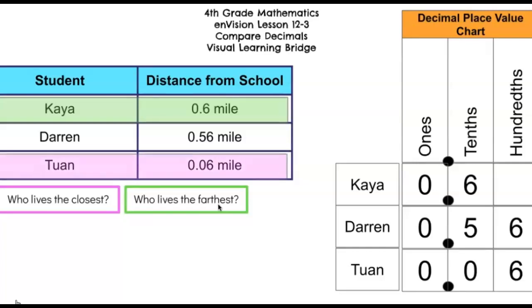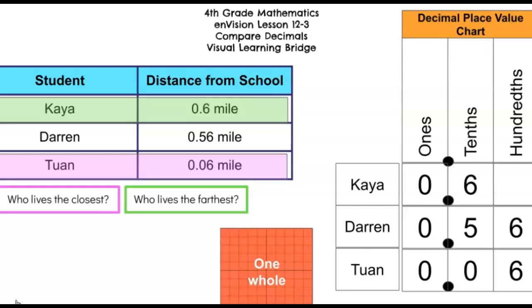So how do we justify these 2 decisions of who lives the farthest and who lives the closest? One way to do that would be to compare using base 10 blocks. Remember, we're using a flat as a whole, and it's important for us to always compare fractions and decimals using the same size whole. So take a second now, pause, and I'd like you to build the distance from school for each student using base 10 blocks. And if you do that very quickly, my next question is going to be, what is the same about Kaya and Tuan's distance and what is different? So let's take a minute to explore that now. Pause to do this work.